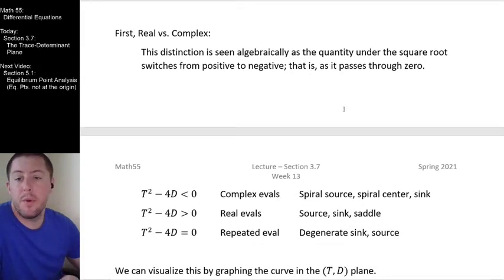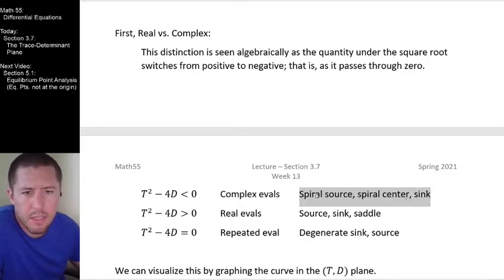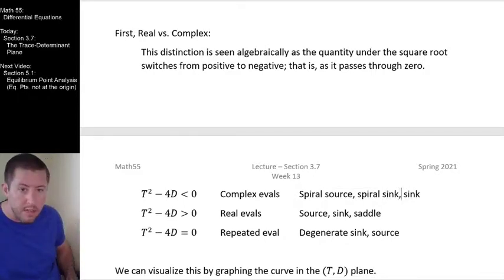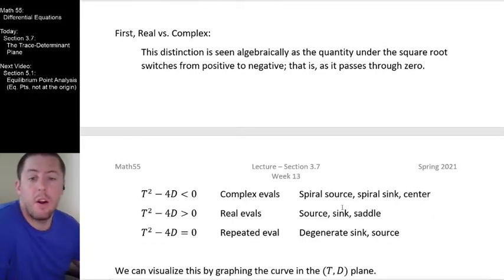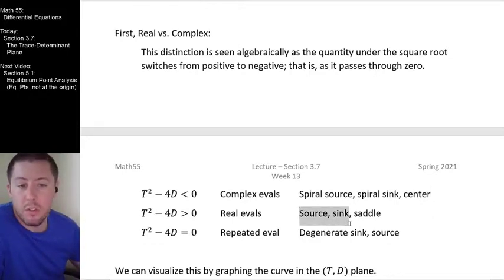So first distinction that we want to identify is when do we get real versus complex eigenvalues? We know that that's the distinction between getting things like spiral source, spiral sink. I'm swapping my words right there. And center. Versus our real eigenvalues, giving us just regular old sources and sinks as well as saddles, versus our repeated eigenvalues. We know that that's sort of like our transition between positives and negatives underneath the square root there.